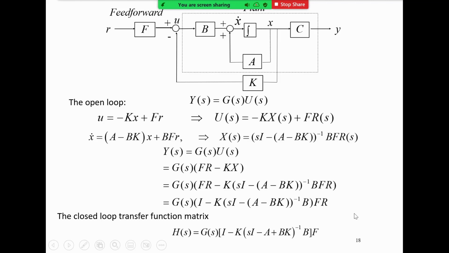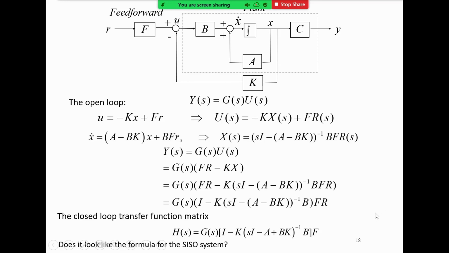But if you look at this form, just to remember that for the single input, single output case, we have a formula where the transfer function is the feed-forward transfer function over 1 plus the open loop transfer function. Okay, if we look at this middle term, it does not look like the form in the single input, single output case.